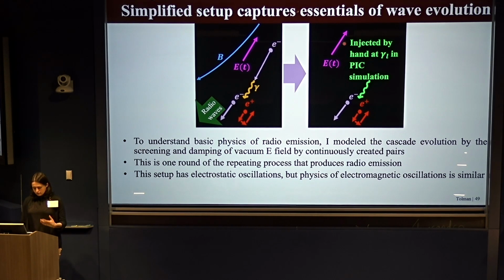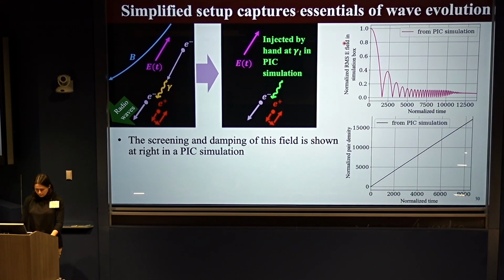And this oscillating electric field represents the plasma waves in the polar cap, which would escape as radio emission. So the screening and damping of this field is shown at right in a PIC simulation. A PIC simulation is basically a plasma physics simulation. You don't need to understand any more about it than that.